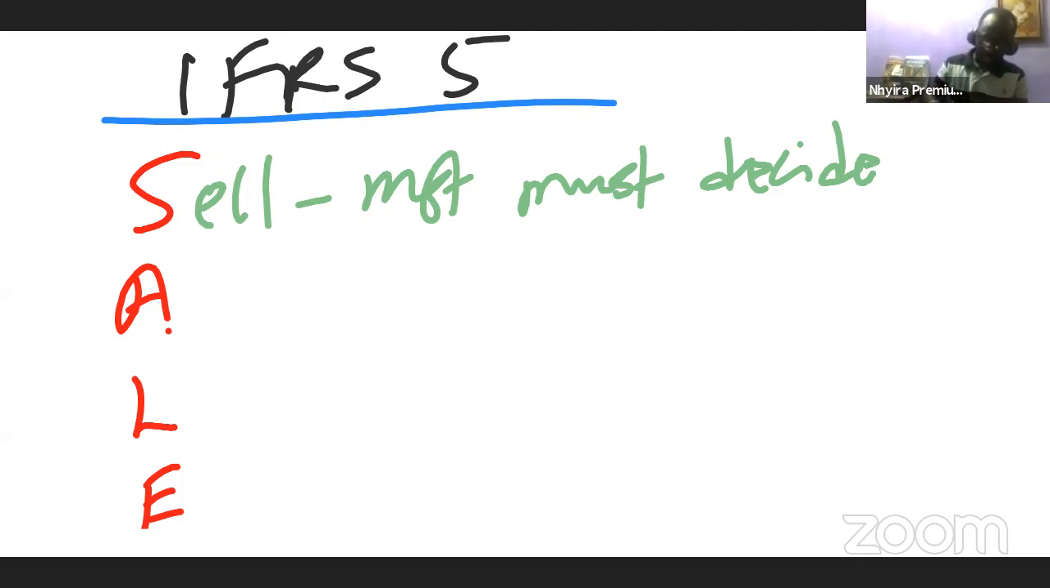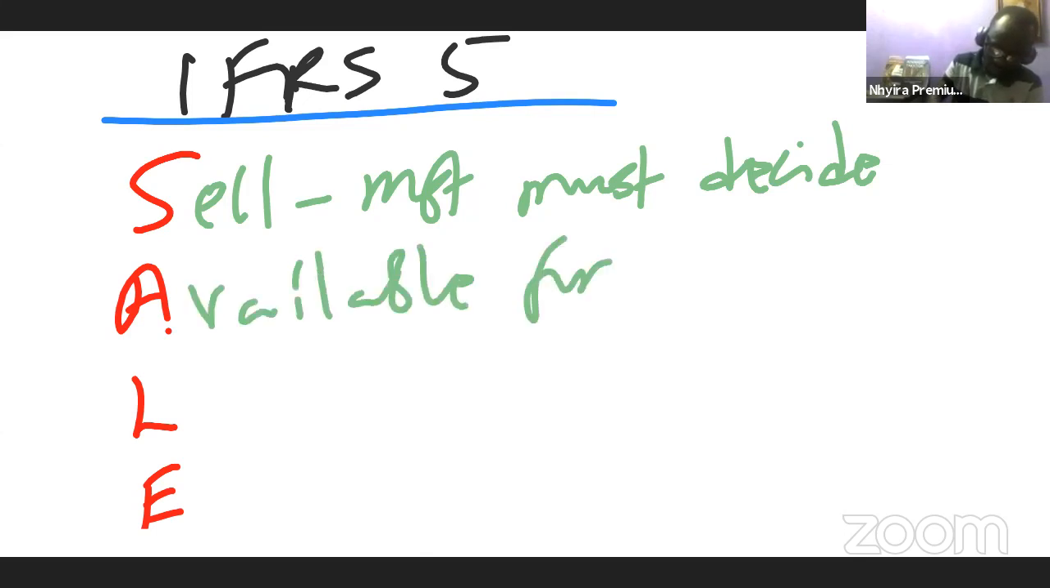A means availability. So the asset or the division must be available for sale. Now, if I say I'm selling you my tablet and I'm still using it, then it's not available for sale. It doesn't meet IFRS 15 recognition criteria. So if I decide to sell it, then I should transfer all my files, all my documents, and I'll just put it down so that if you're ready, you come for it. So it should be available for sale.